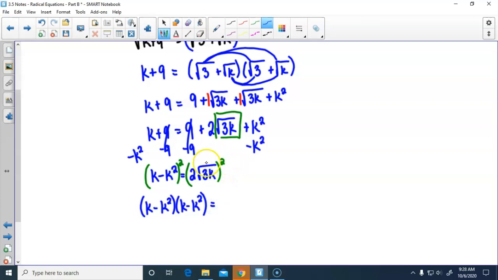And then over here, these two things are multiplied, so I can just square them separately. So 2 squared is 4, and the square root of 3k squared is just 3k. And so over here, I'm going to have k times k, which is k squared. Then k times k squared, which is going to be negative k to the third. And then in the middle here, I'll get another negative k to the third. And then here, I'll get a positive k to the fourth. And that's going to equal 12k.